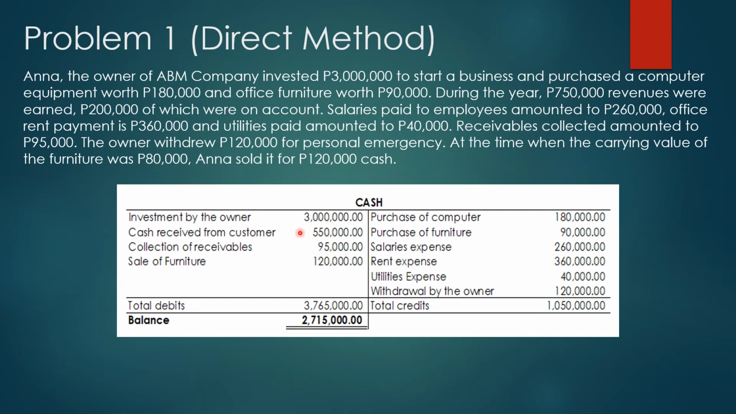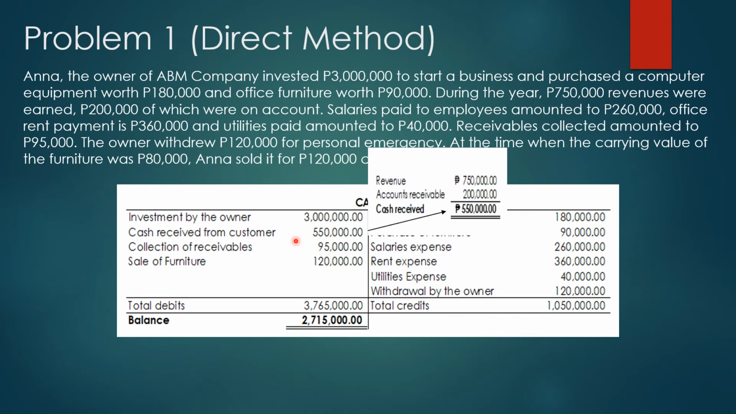So, kanina sabi ko itong 550, babalikan natin siya. But ano ba nangyari dyan, ma'am? Ba't naging 550? 750 yung sales ko. Alright, so ganito kasi. Yung 550 na yan, di ba ang revenue mo is 750? Pero yung 200 doon were on account, meaning utang yung 200. So, ibig sabihin, 550 lang talaga yung cash na pumasok sa'yo. Cash received from customer, 550,000.